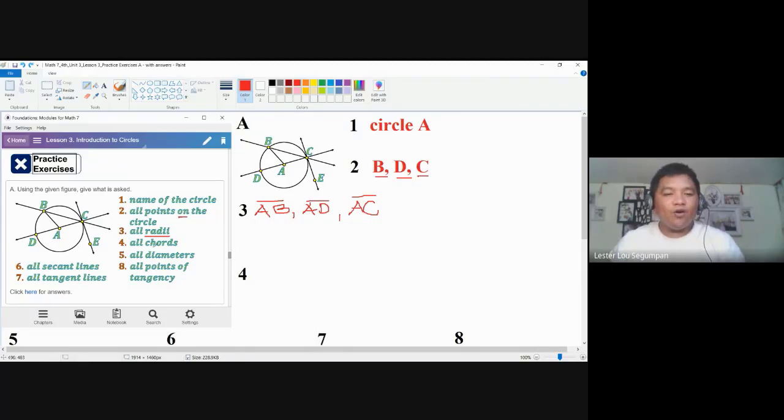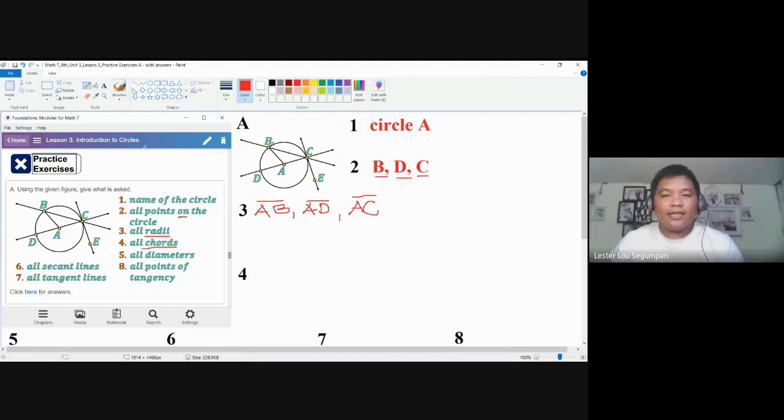Next would be chords. The chords are line segments connecting any two points on the circle. So we have these three points on the circle. Look at the line segments connecting them. So we have here B, C.